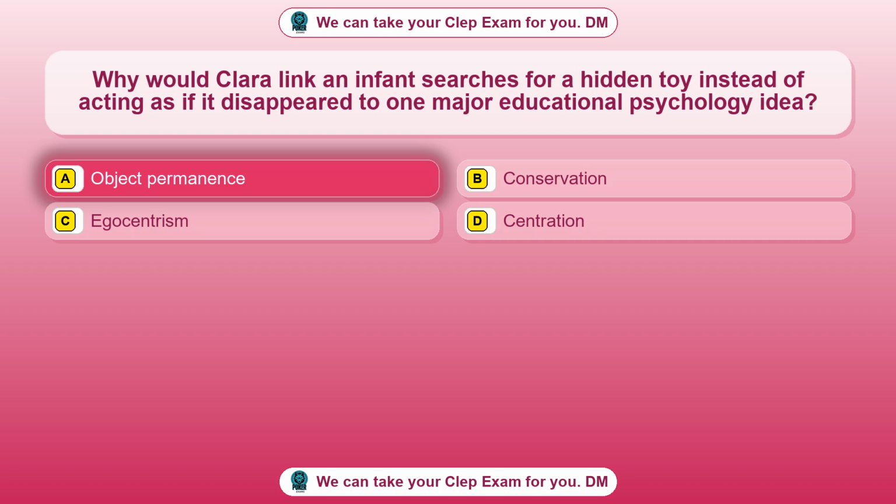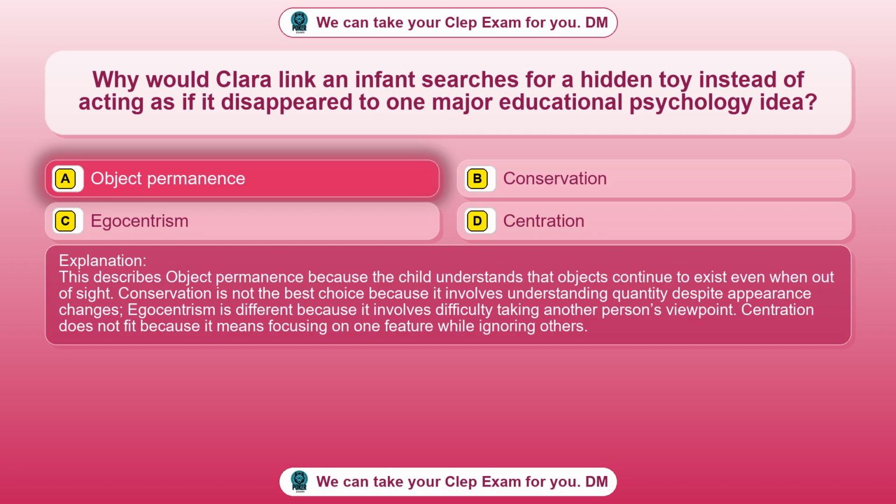Object permanence. This describes object permanence because the child understands that objects continue to exist even when out of sight. Conservation is not the best choice because it involves understanding quantity despite appearance changes. Egocentrism is different because it involves difficulty taking another person's viewpoint. Centration does not fit because it means focusing on one feature while ignoring others.